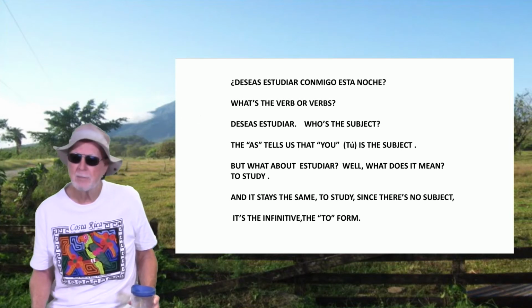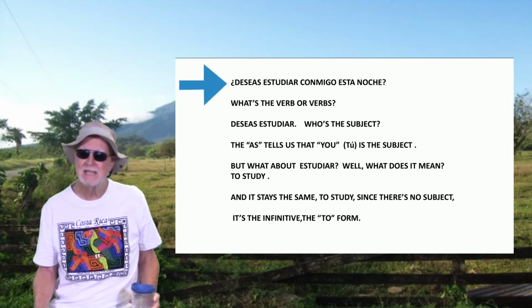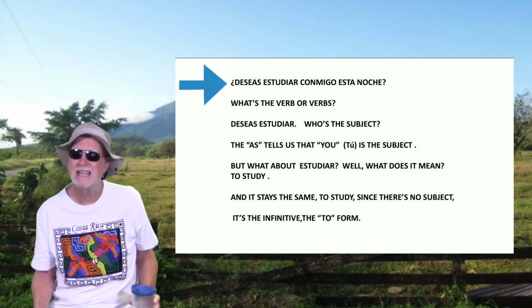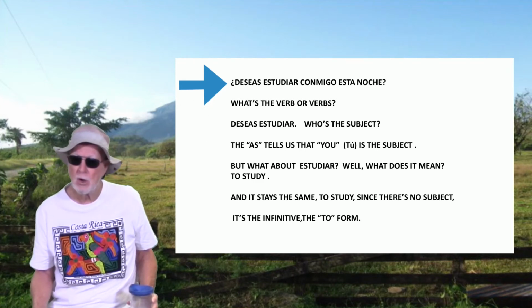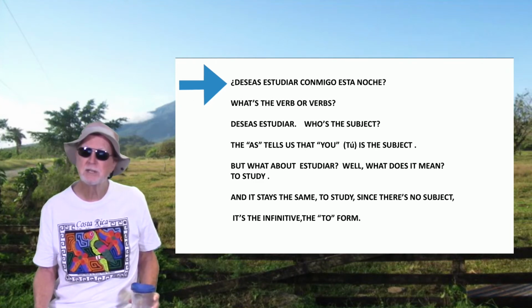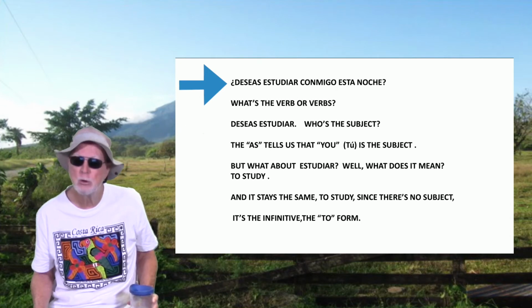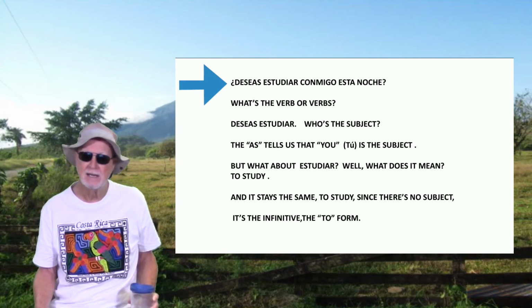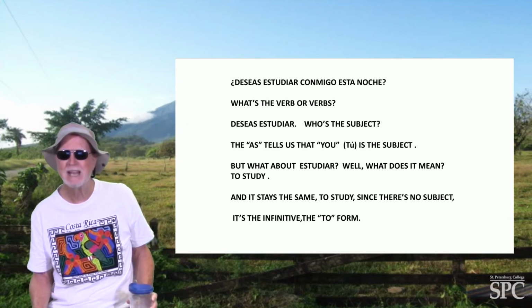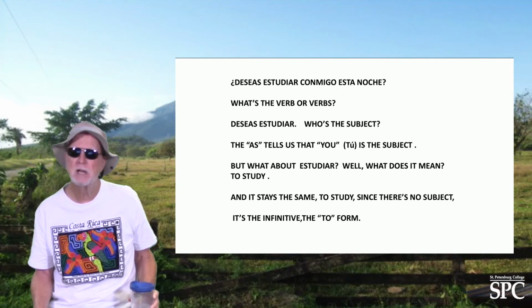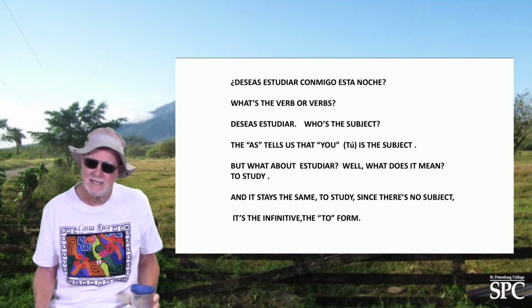Let's get a little more complicated, okay? Deseas estudiar conmigo esta noche. So, what's the verb or verbs? Well, there are two of them. Deseas estudiar. Don't worry about conmigo esta noche yet. Let's just focus on the verb and find out what's going on in the sentence.